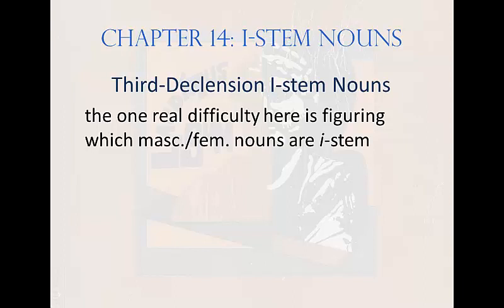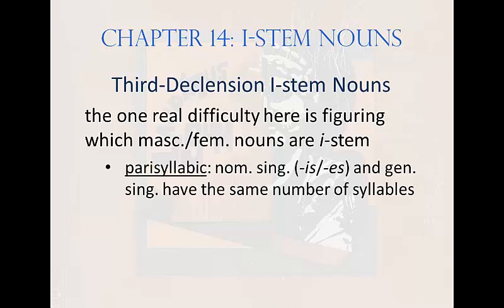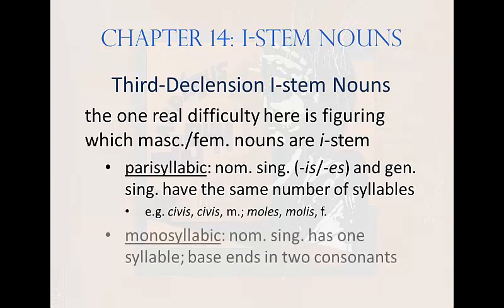Those break down into 2 categories. One is parasyllabic nouns, in which the nominative singular ends in is or es, and the genitive singular has the same number of syllables as the nominative. For example, civis civis, or moles molis. The other category is called monosyllabic. Here, the nominative singular has 1 syllable, and the base ends in 2 consonants. Examples are mons montis and ars artis.